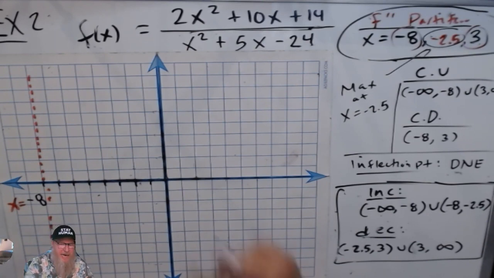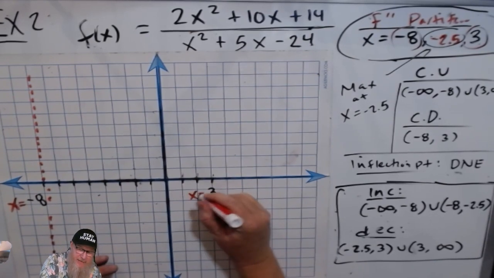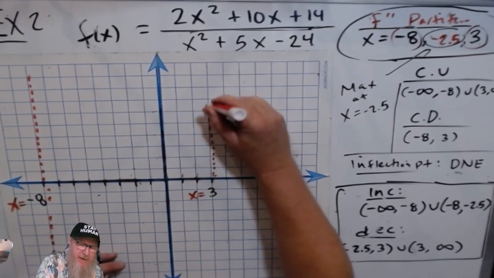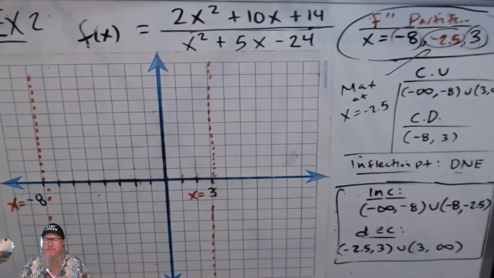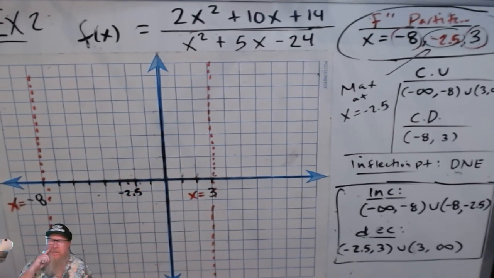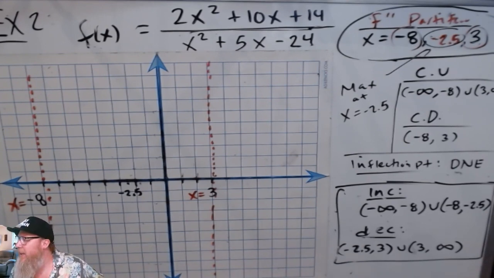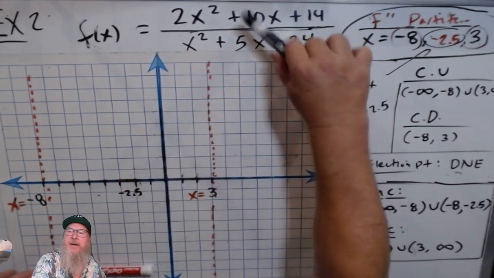The other one is at 3. So 1, 2, 3. And again, you're going to have to write x equals 3. That's your other asymptote. All right. Critical value, negative 2.5. So right about here. Negative 2.5. We're going to plug it in to here.